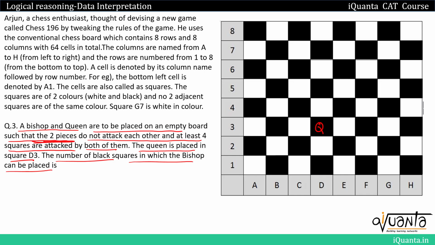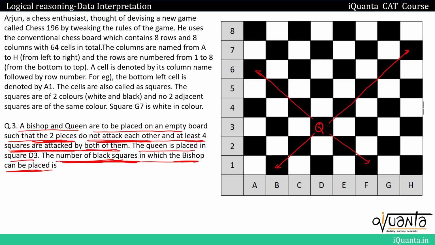And we have to make sure that the two pieces, that means the bishop and the queen, do not attack each other. Apart from that, we have one more condition: at least 4 squares are attacked by both of them. So we have to take care of two conditions. So how many black squares are there in which we can place the bishop? We know that the queen can attack fully throughout this diagonal as well as fully throughout this diagonal. So we won't be counting all these black squares that are under attack by the queen.